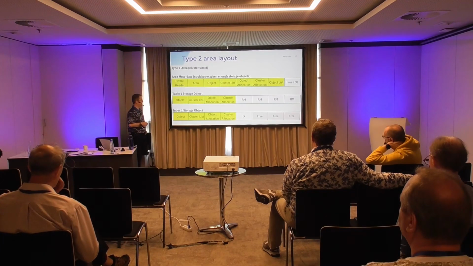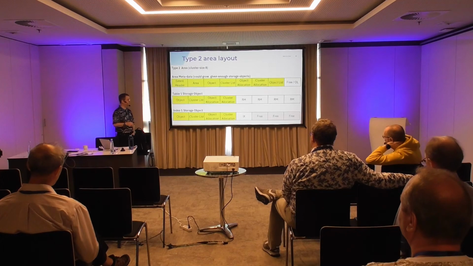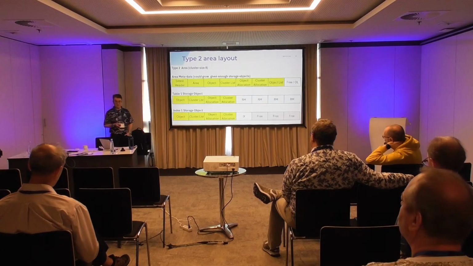Here's an example of the first cluster of a table storage object. Type 2 storage objects always begin with these 4 block types, starting with an object block, cluster list, object allocation, and cluster allocation. And then the remainder of the cluster is filled with pre-formatted record blocks.